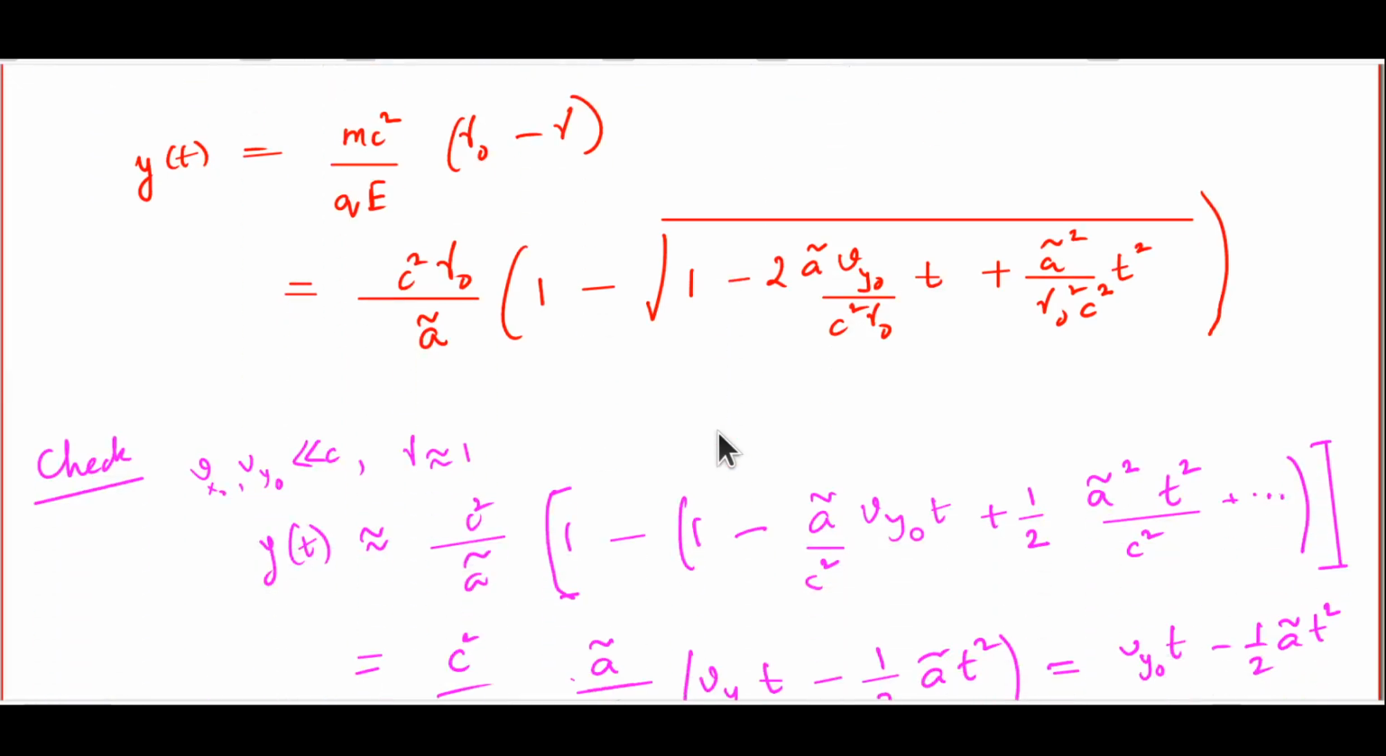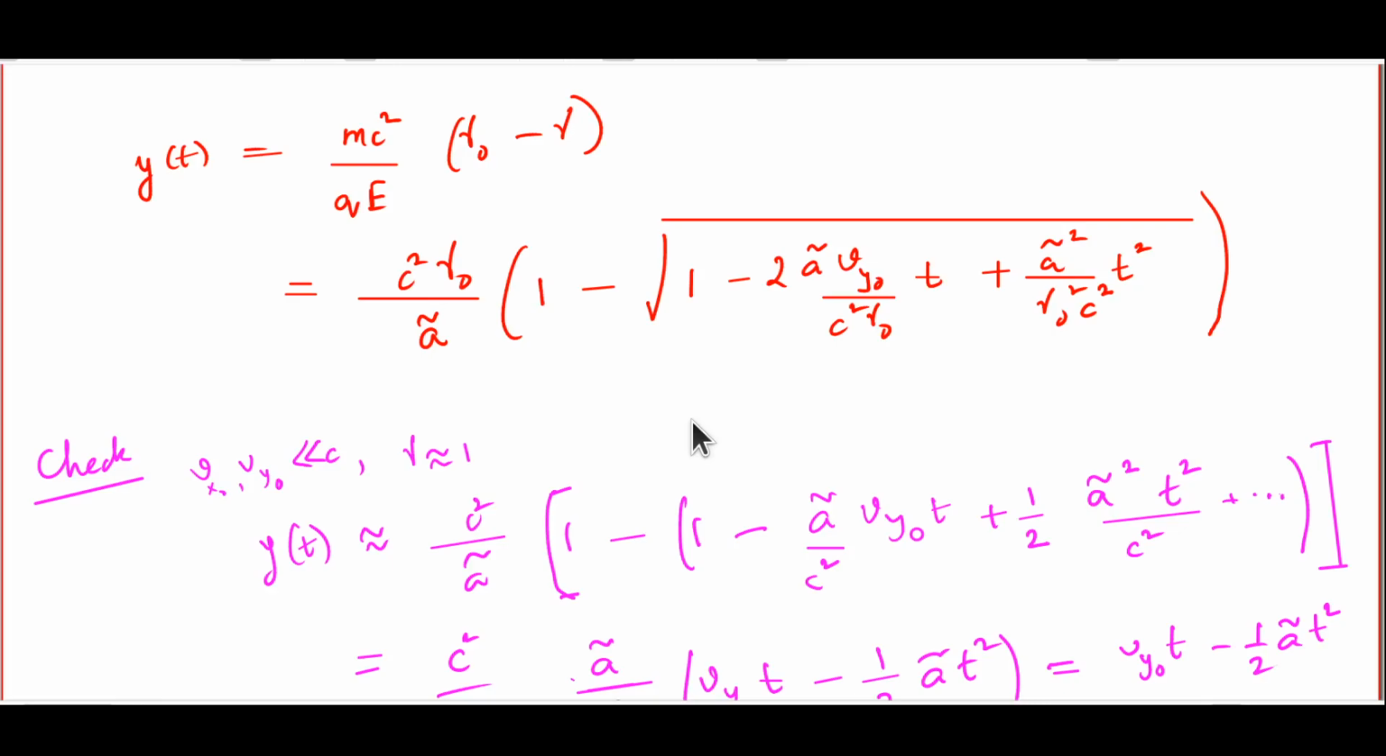Now just to check whether this is actually consistent with what we already know, let us consider the situation where the particle is non-relativistic. That is, Vx0 and Vy0 are both much smaller than c, and hence gamma is almost equal to 1. Note that under such a situation, y(t) simply becomes c square by A tilde, the gamma 0 being replaced by 1, and then you have 1 minus the square root, which we can expand binomially.